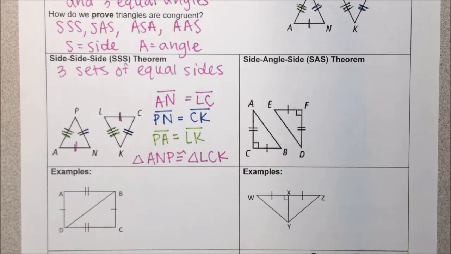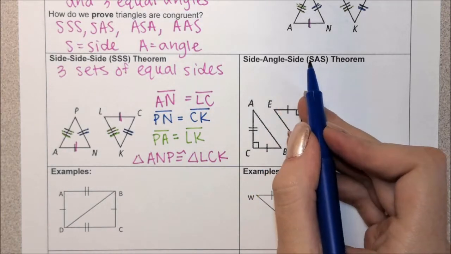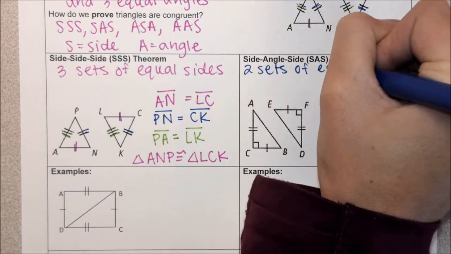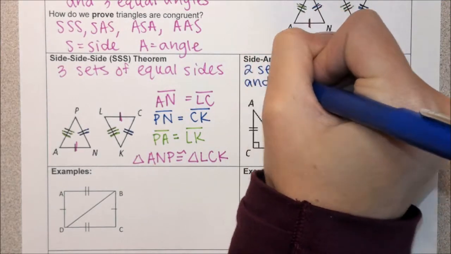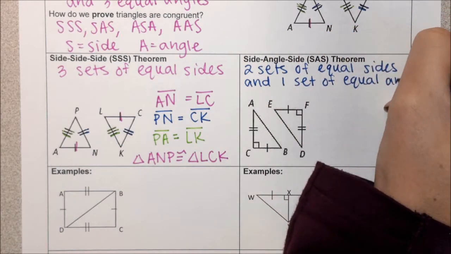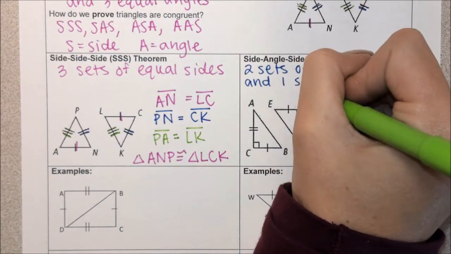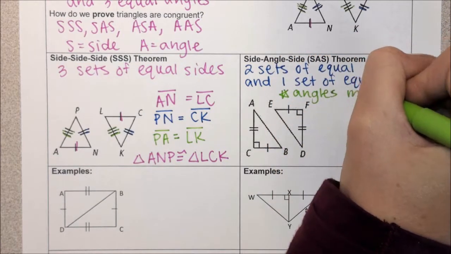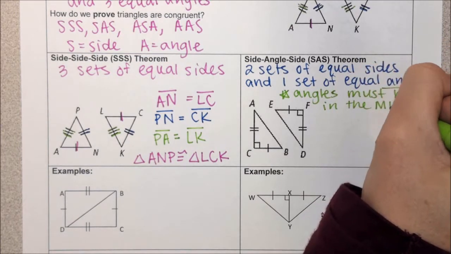Alright, let's take a look at one of the other theorems. So over here we have side, angle, side. So this is when you have two sets of equal sides and one set of equal angles. Something super important about the angles part is that the angles must be in the middle of the sides.